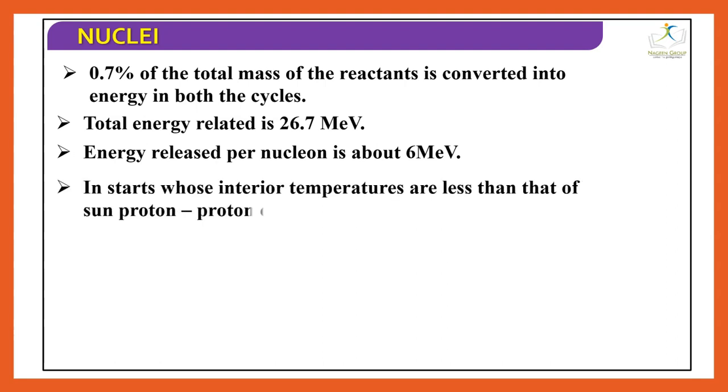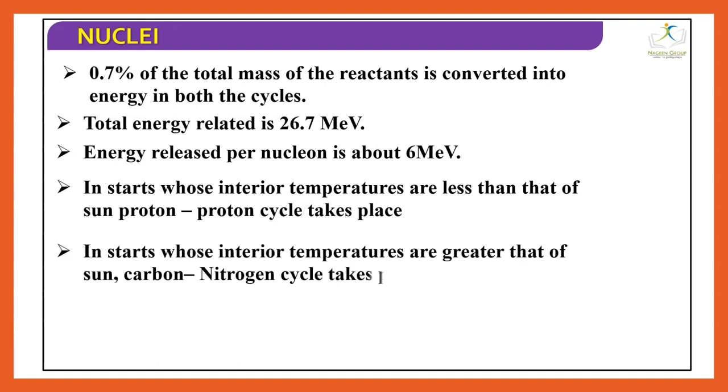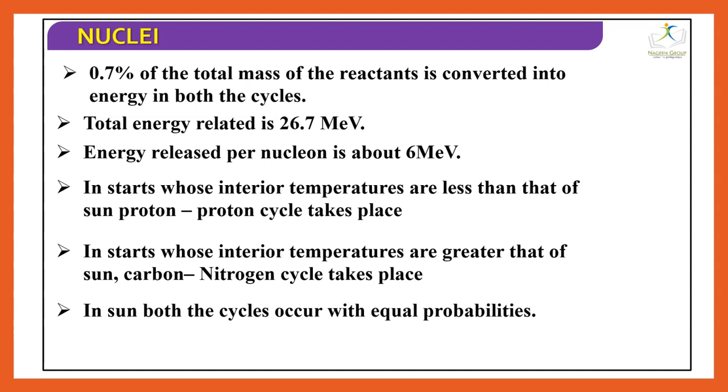In stars whose interior temperature is less than that of the sun, the proton-proton cycle takes place. In stars whose interior temperature is greater than the sun, the carbon-nitrogen cycle takes place. And in the sun, both cycles occur with equal probability. So if the interior temperature is lower, the proton-proton reaction takes place, and if the interior temperature is greater, the carbon-nitrogen cycle starts to take place.